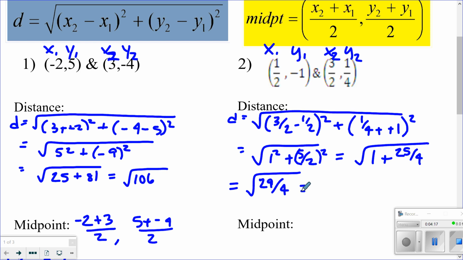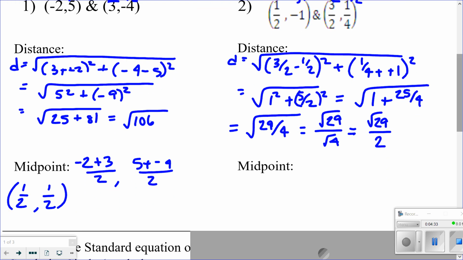And this actually can break down to square root of 29 over square root of 4. Square root of 29 is not going to break down anymore, so we leave that one alone. Square root of 4, though, of course, becomes 2. So there is your distance between your 2 points.